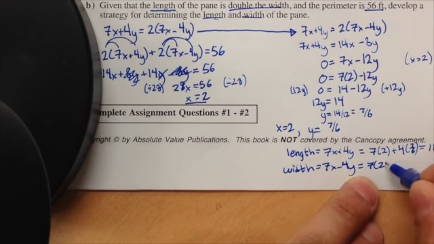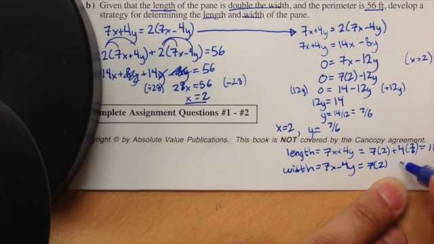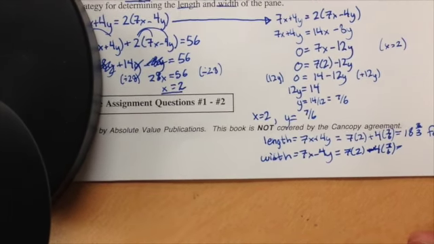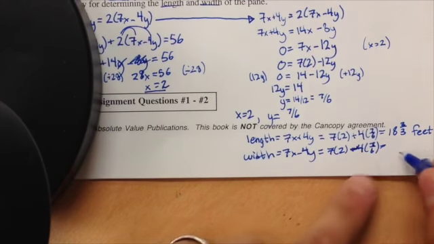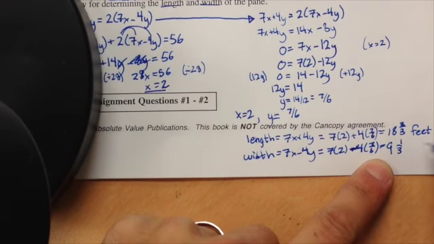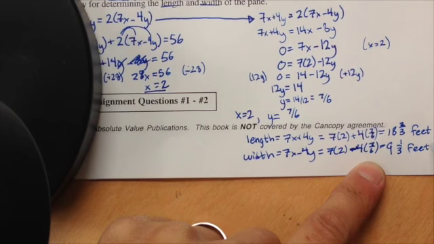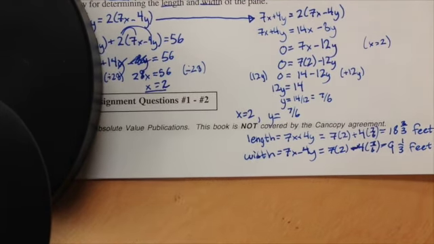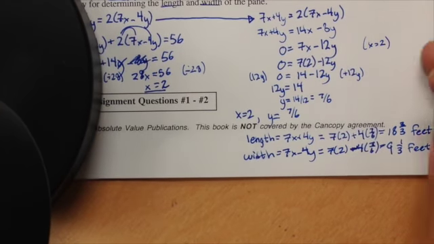And for the width, 7 times 2 minus 4 times 7 over 6. Plug that in your calculator and you will get 9 1/3 feet. So 18.667 feet and 9.33 feet.